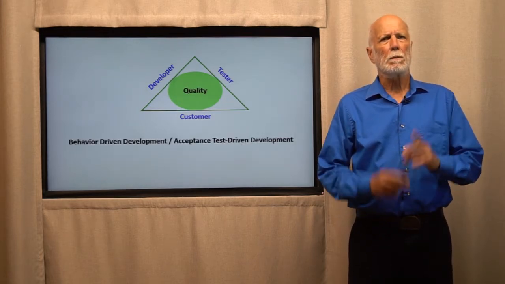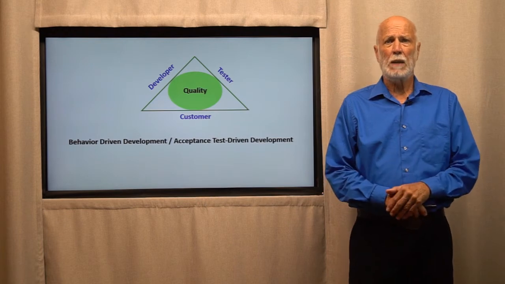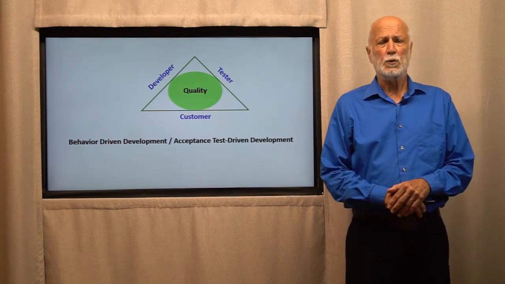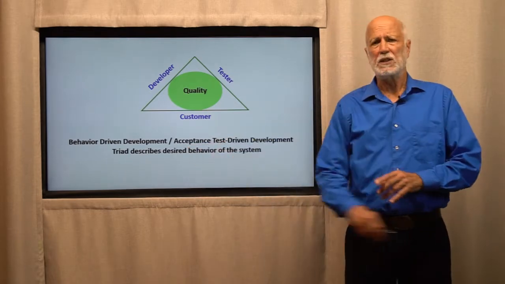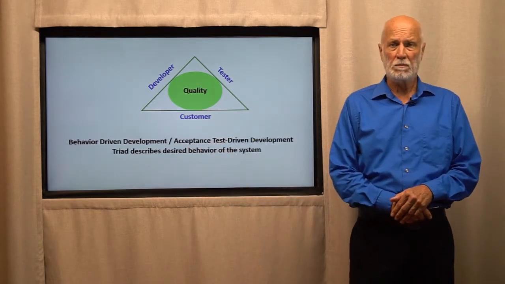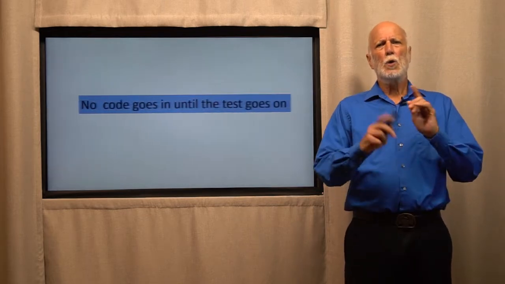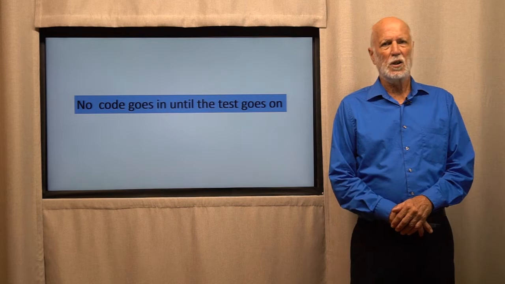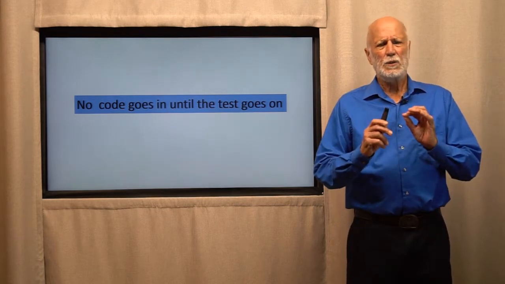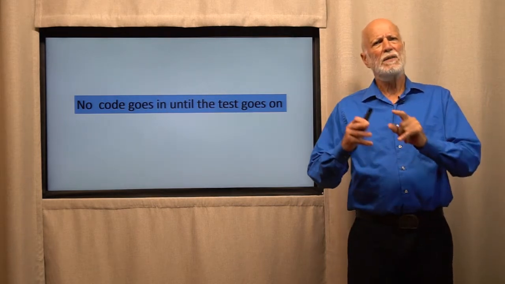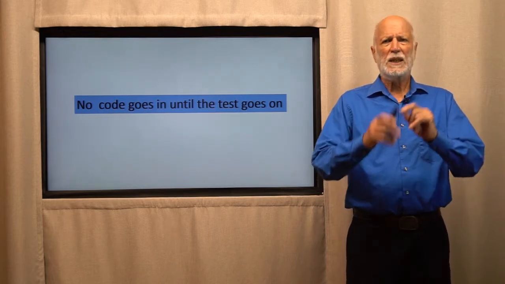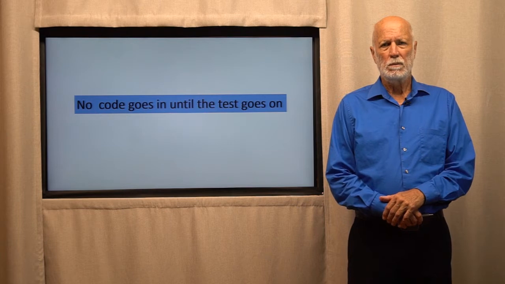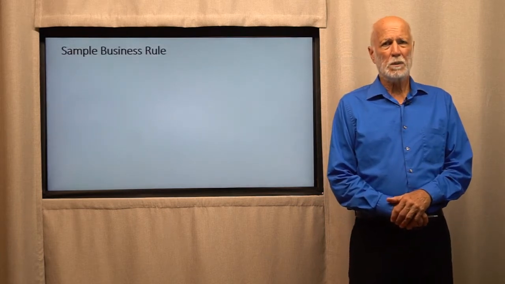And what we're going to do is a process called behavior-driven development or acceptance test-driven development. And what happens is a triad describes the desired behavior of the system. And here's one principle. No code goes in until the test goes on. That means we're not going to implement anything until we have a test that tells us whether that implementation is expressing the desired behavior. Let's give an example here.